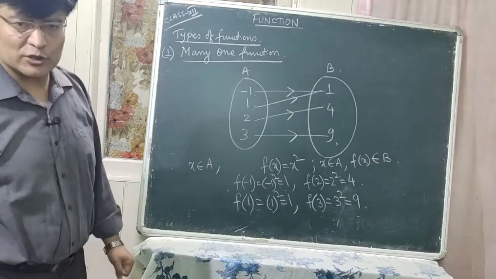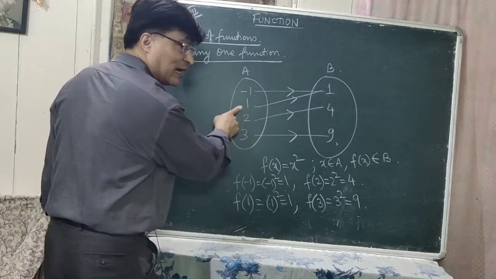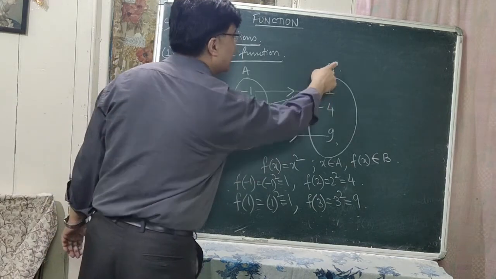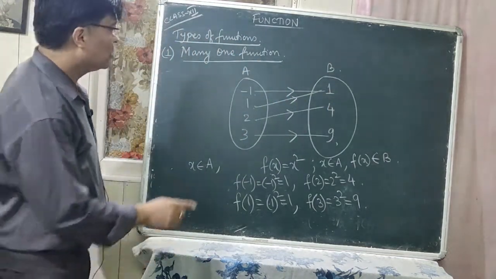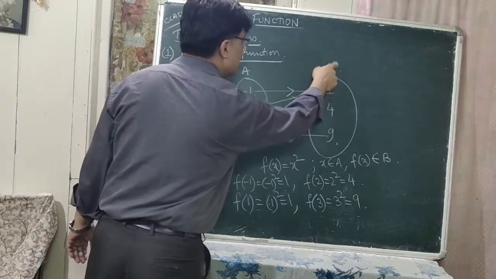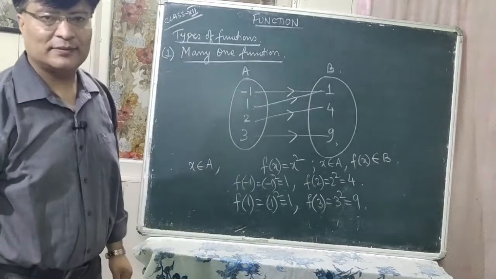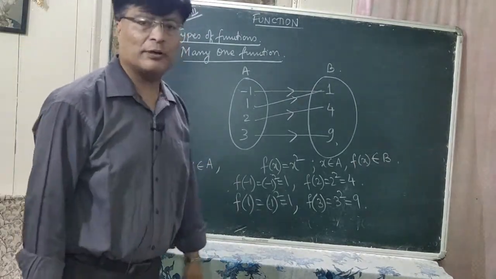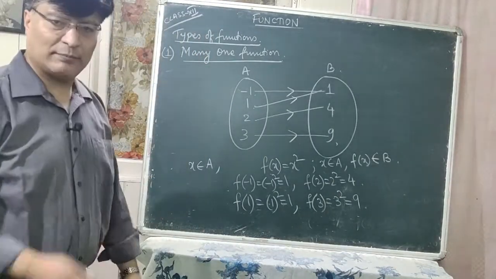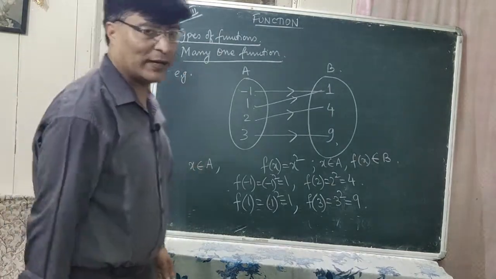So this is an example of a function, but this function is of type many one function, because two elements, minus 1 and 1 in the set A, have the same image, 1, in the set B. And this type of function is known as many one function. Is that clear? So this is an example of many one function. Okay, so you can copy it. Copy the example of many one function first, then we will write down the definition of many one function.